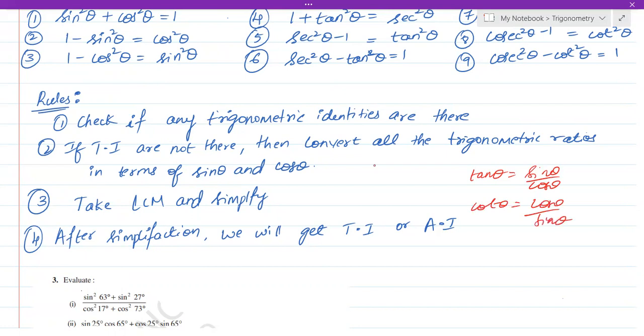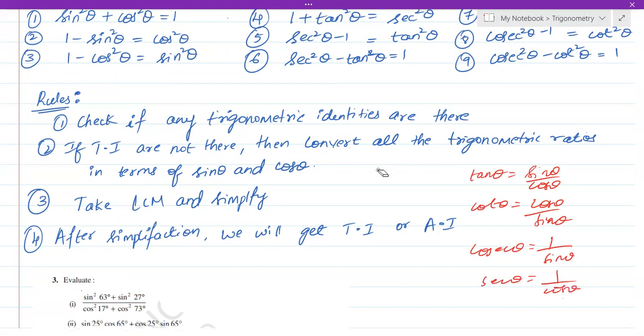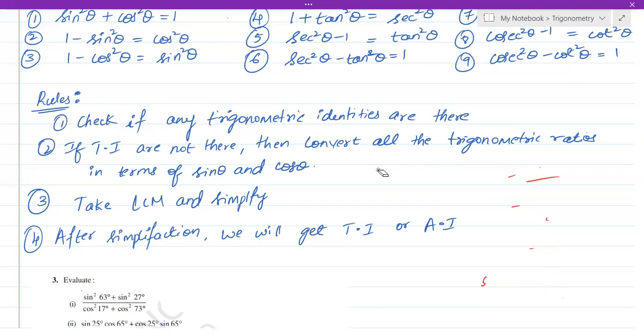What about the others? If it is cosecant theta, we are going to use the reciprocal relation, that is 1 by sine theta. And if it is secant theta, you're going to write it as 1 by cos theta using the reciprocal relation. This is how we convert it. Once we convert it into sine theta and cos theta, we must take LCM. And if you take LCM and simplify it, definitely we will get a trigonometric identity.